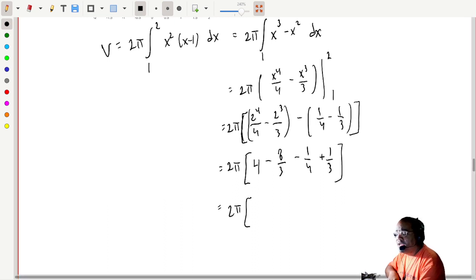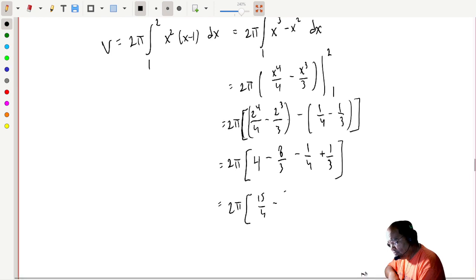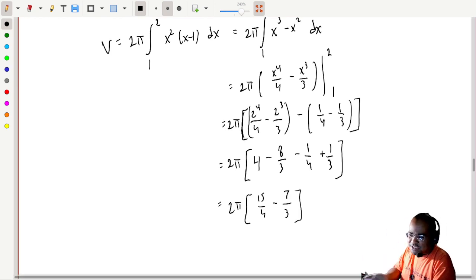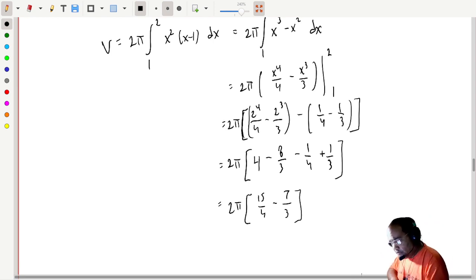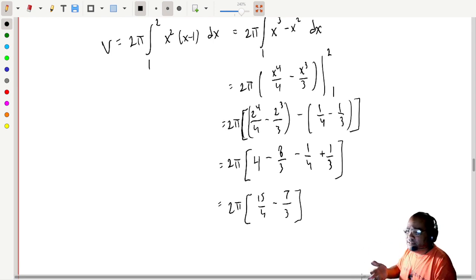But then 4 minus a fourth. Let's think about that. 4 is 16 over 4, minus 1, 15 over 4. And then minus, what do we say it was? 7 over 3? Again, you can already punch this into your calculator. Be a little careful here. But this is good practice.